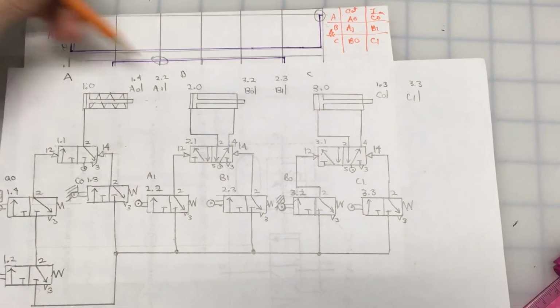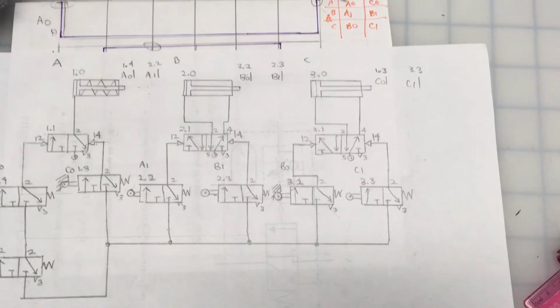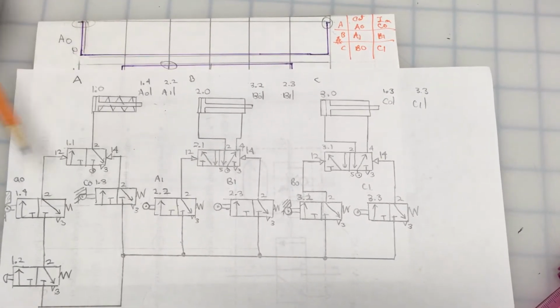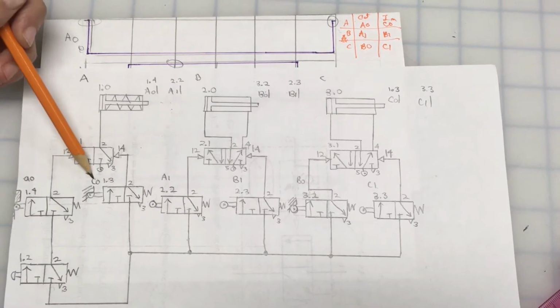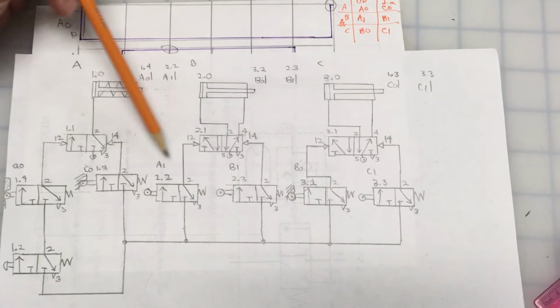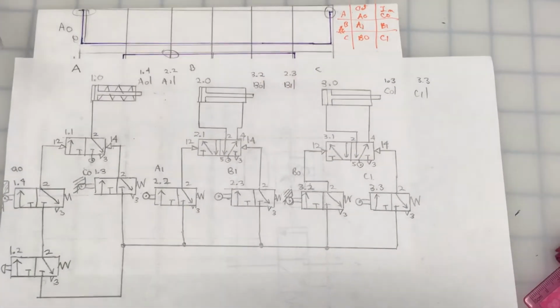This is cylinder A, cylinder B, cylinder C. First of all, you're just going to look and you see A0 and C0. A0 sends it out, C0 brings it back. Then for B, you have A1 and B1. A1 sends it out, B1 brings it back. For C, B0 sends it out, C1 brings it back.